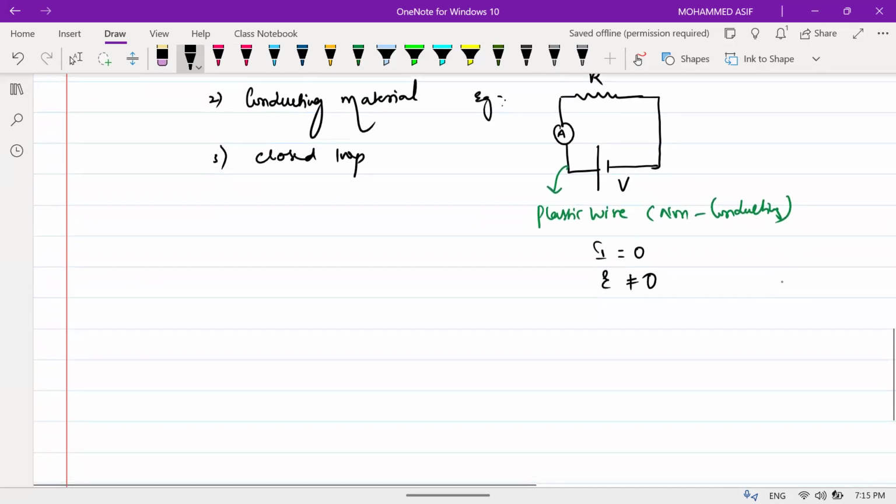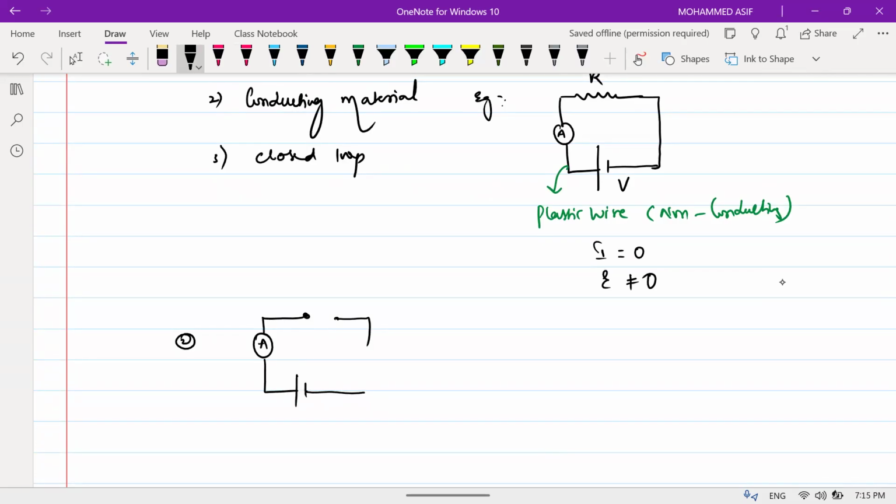Yes, sir. Give me the answer for this one. Say there is an ammeter here, and there is a potential, positive and negative. Now tell me what is the EMF for this one? There is a potential, so EMF is not equal to zero. But what will be the current? Zero, because it is not a closed loop.